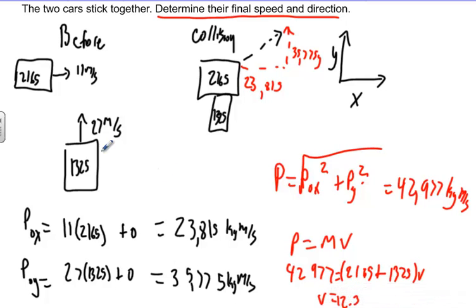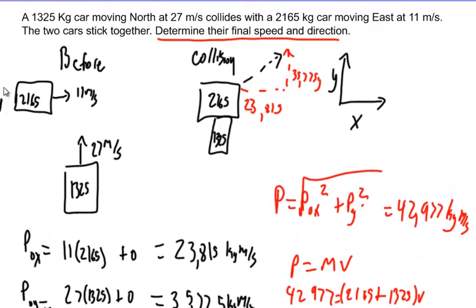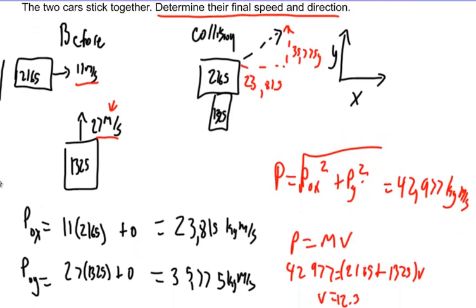Now, before we move on and find the direction, I want to see if that makes sense. 12.3 meters per second. This car was initially moving at 11 and this car was initially moving at 27. This car got a little bit faster, this car got a lot slower. Why did this one have a much bigger change? Well, it's a much smaller car, so it'll change more. So it does make sense that I have a velocity of around 12.3 meters per second.